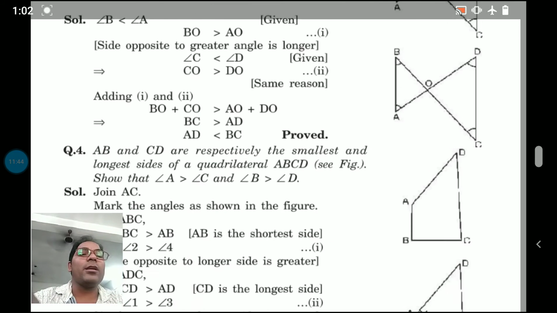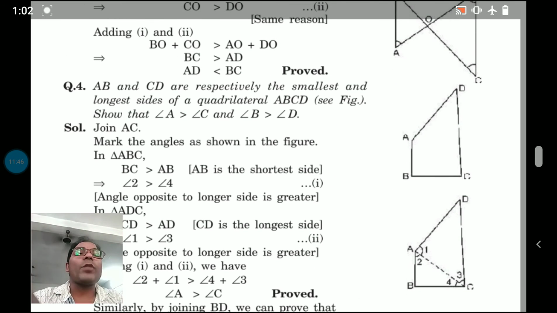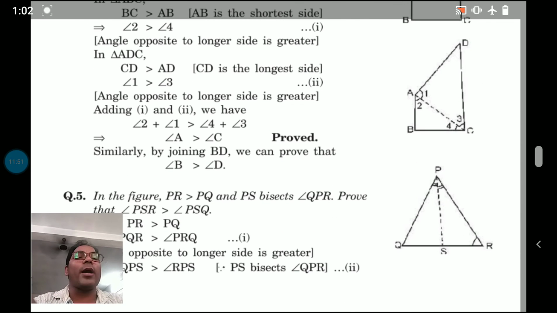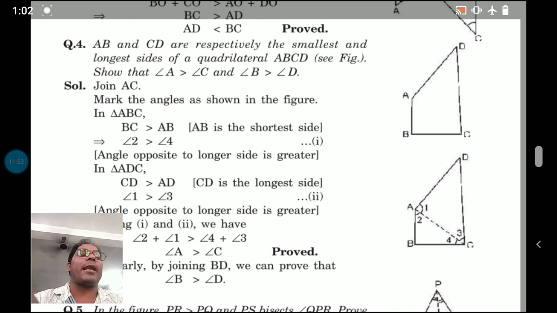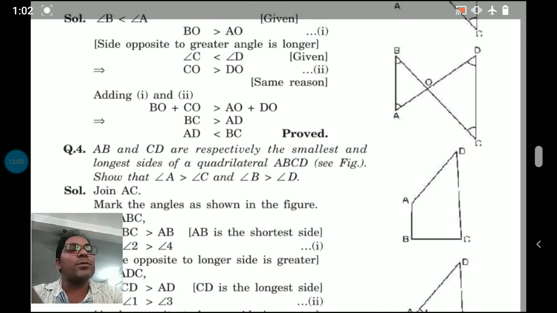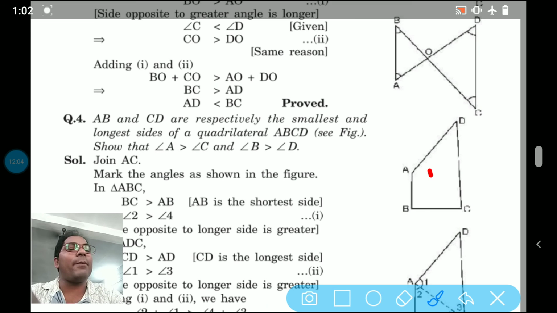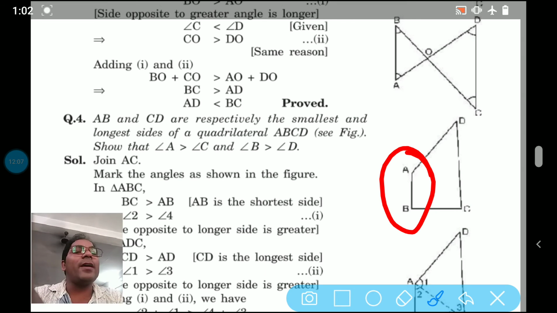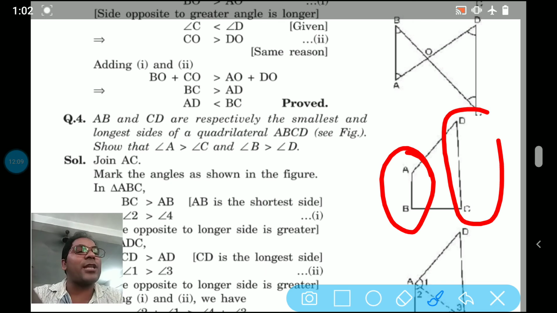And the next question, number 4. This is a little longer question, but I will try to explain easily. You can see here now. In this question, it is given AB and CD are respectively the smallest and the largest sides. AB is the smallest side, as well as CD is the largest side. So these 2 points you remember, that AB is the smallest and DC or CD is the largest side.